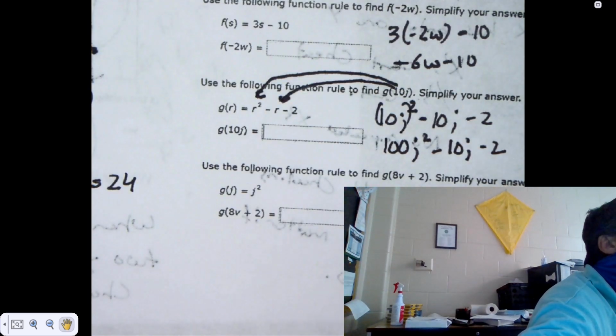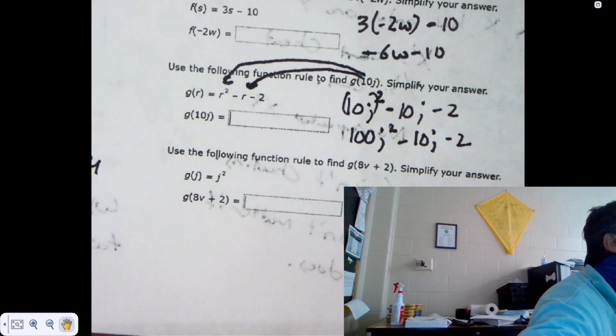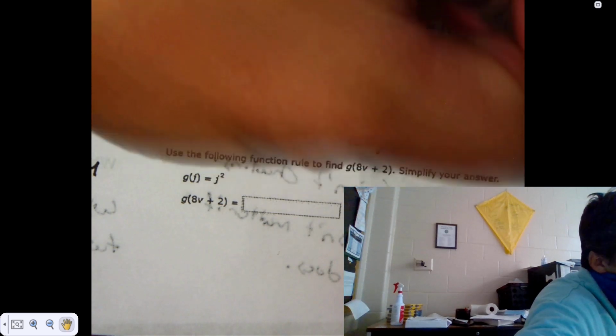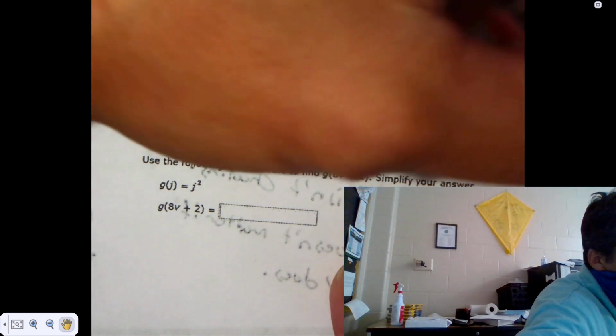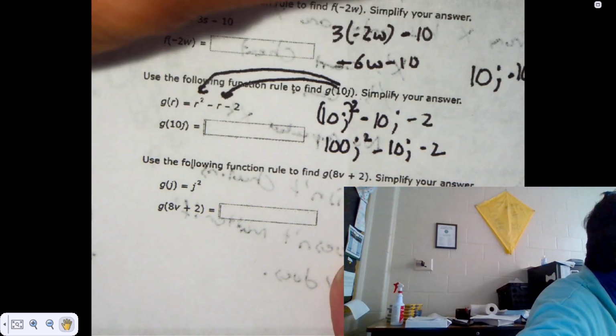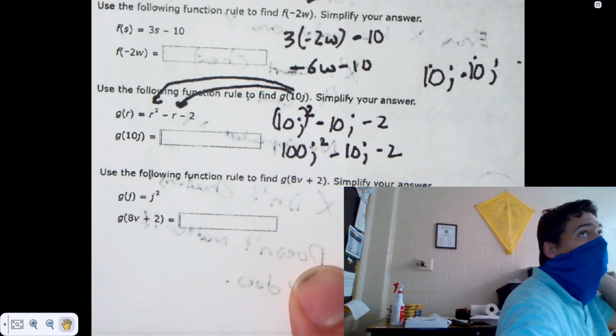Notice I only put the 10J where there was an R. Didn't put it anywhere else. J times J is J squared, Sean. 10J times 10J. Y'all done forgot that, haven't you? J times J is J squared. 10 times 10 is 100. Oh, somebody will say 2J.